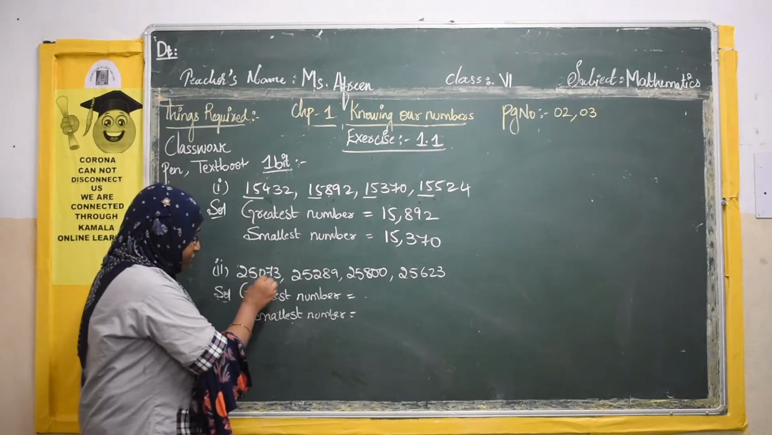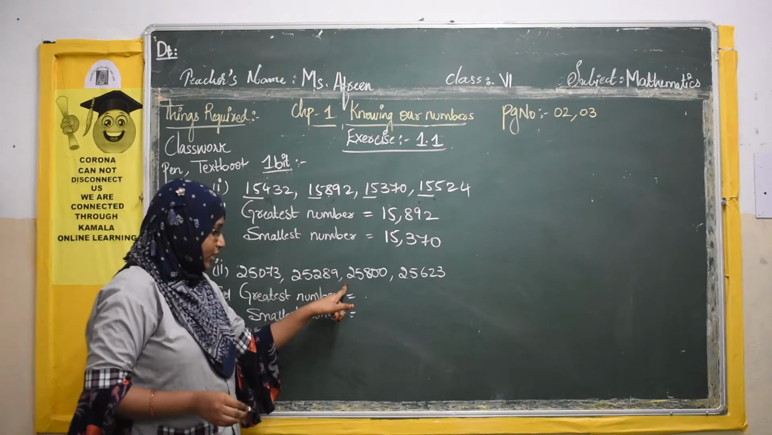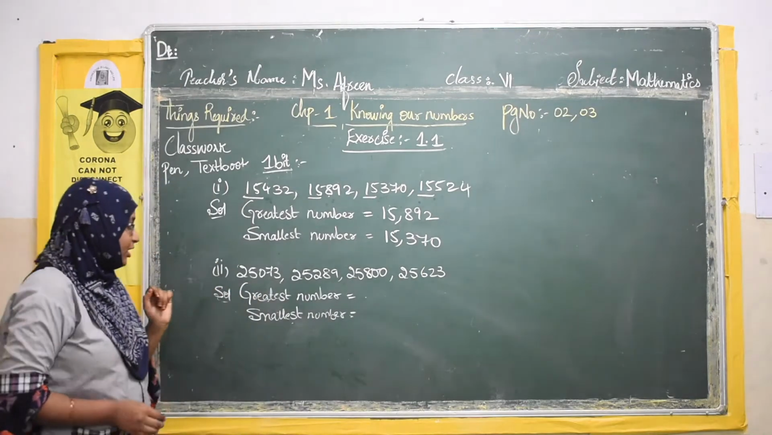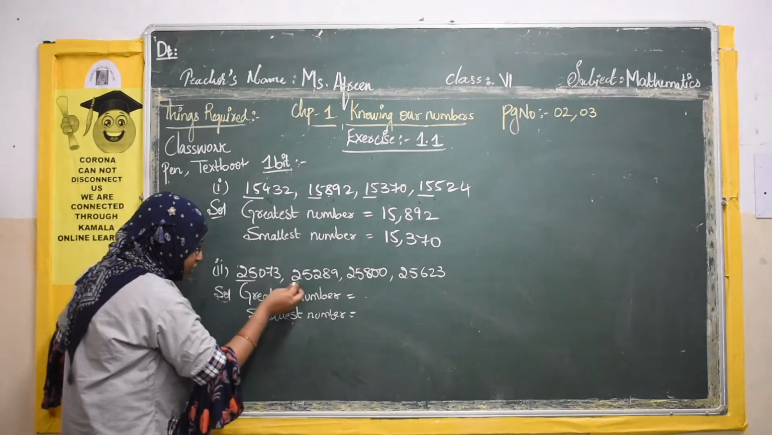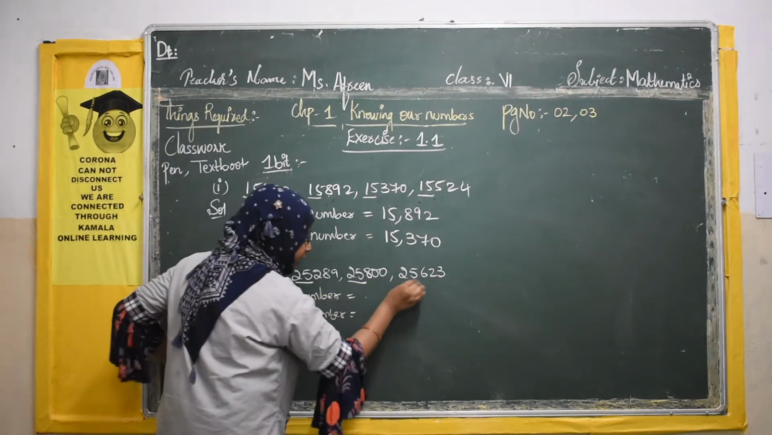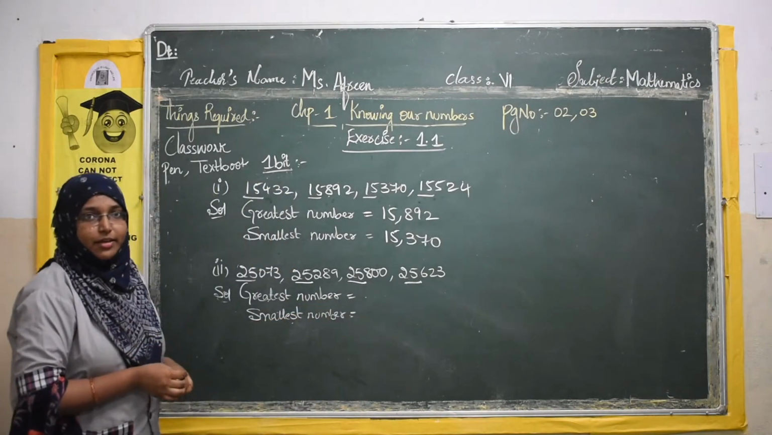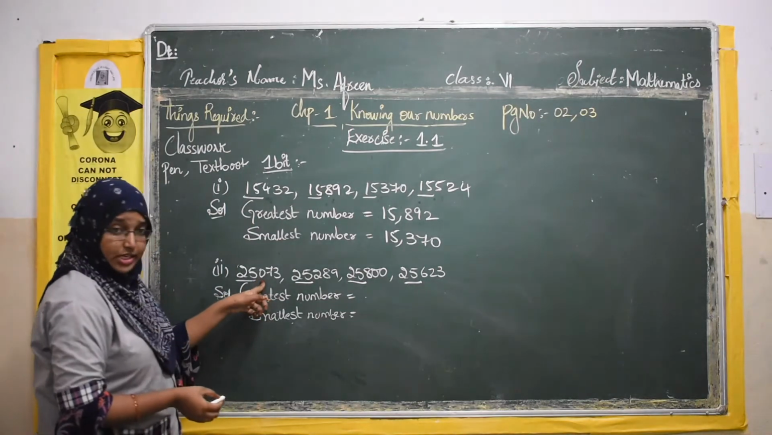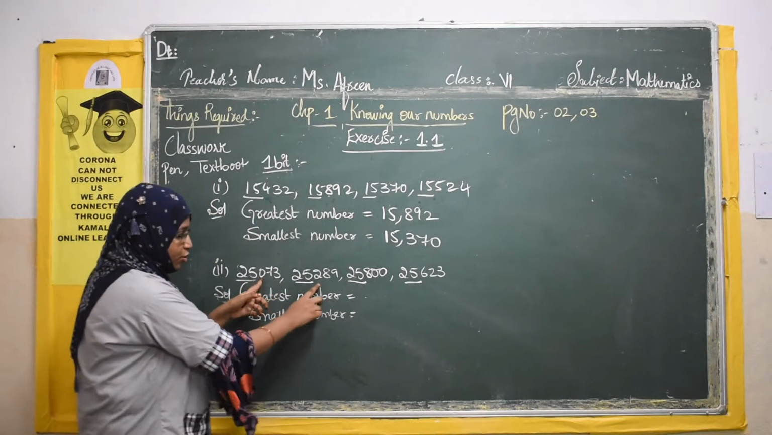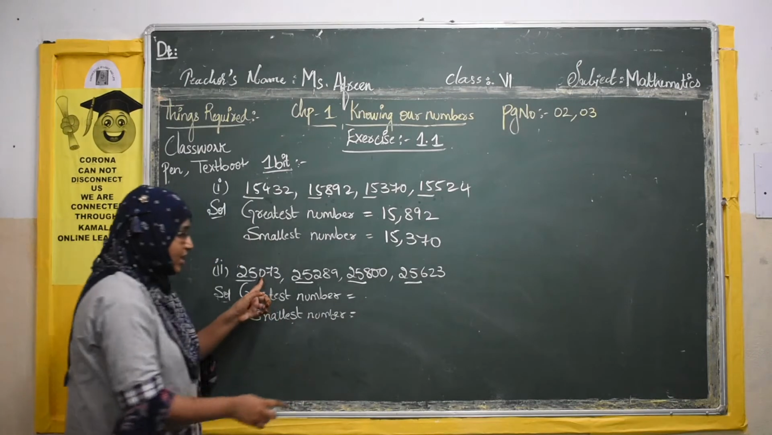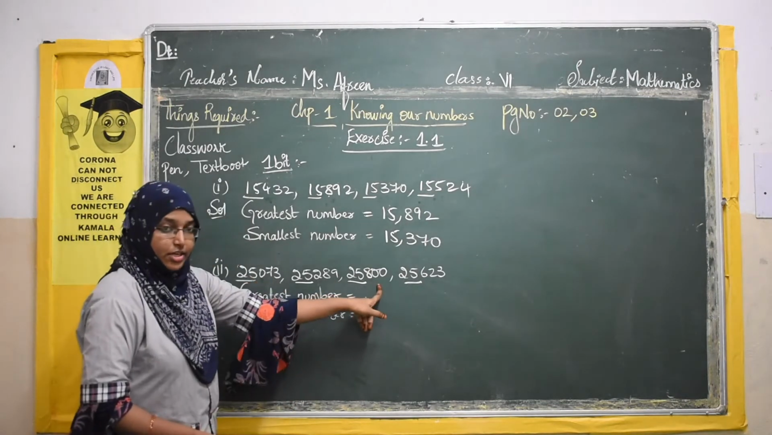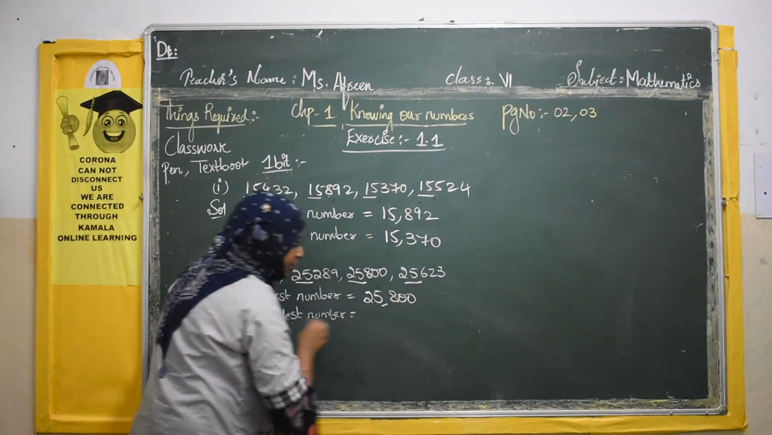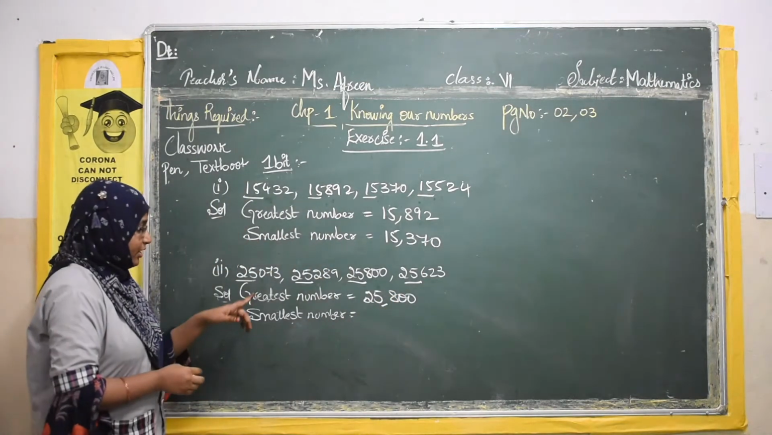Now here also: 25073, 25289, 25800, 25623. The starting two digits are the same, 25, 25 and 25. Next, coming to the third digit, the hundreds place: 0, 2, 8, 6. Which is the highest? It's 8. So the greatest number is 25,800.